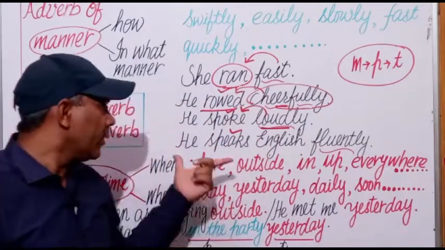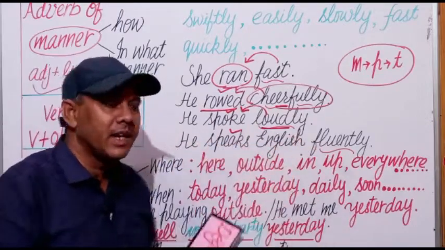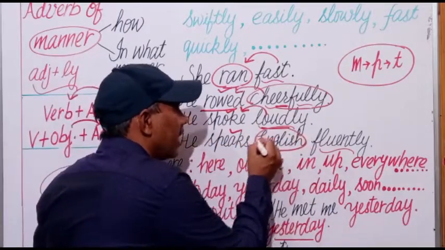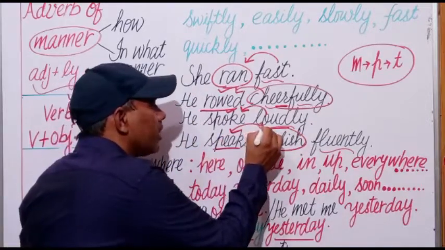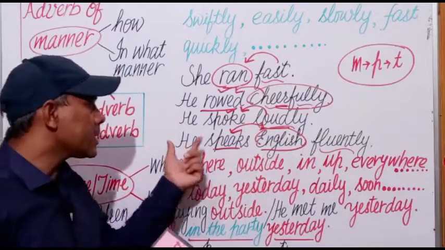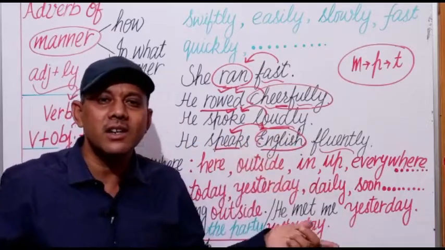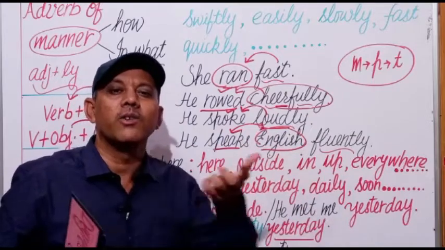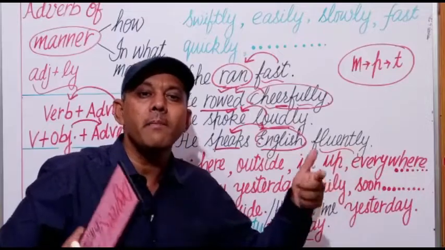Now, in the fourth sentence, he speaks English fluently. There is an object, English, after the verb speaks. Means this is the object of the verb. He speaks English. How does he speak English? He speaks English fluently. Means in a fluent way, in a fluent manner.